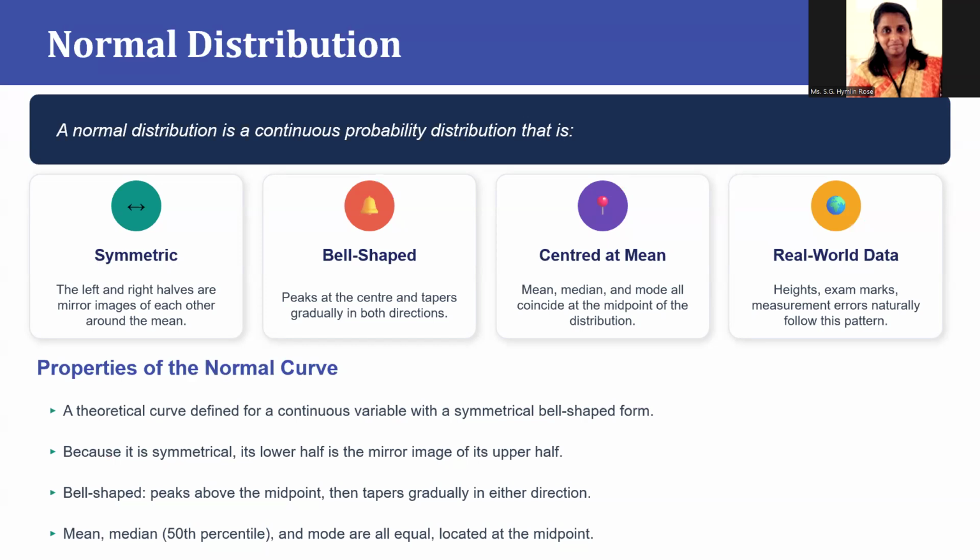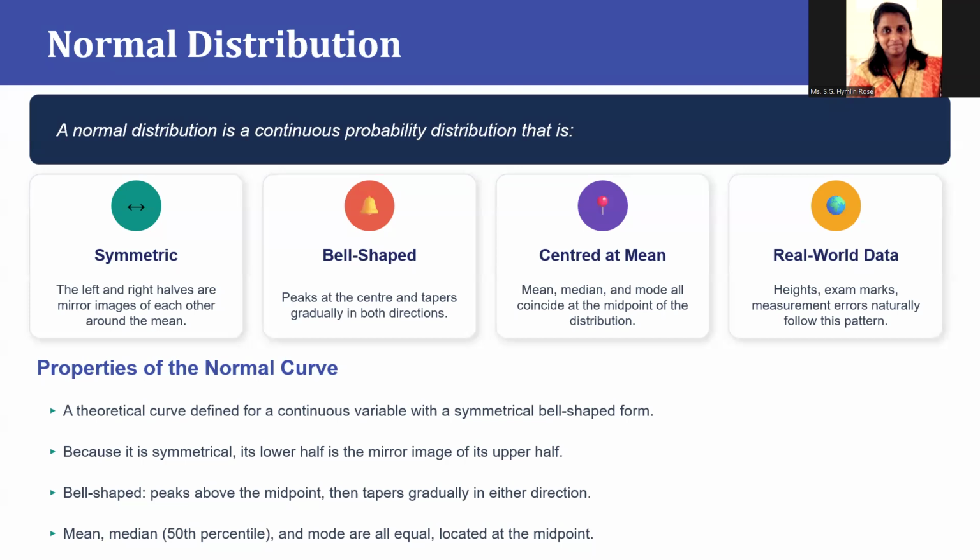Many natural real-world phenomena can be explained by it: heights of individuals in a population, student exam marks in a large class, measurement errors in scientific instruments, and blood pressure readings. All of these we can take as examples of the normal distribution. It has certain properties.